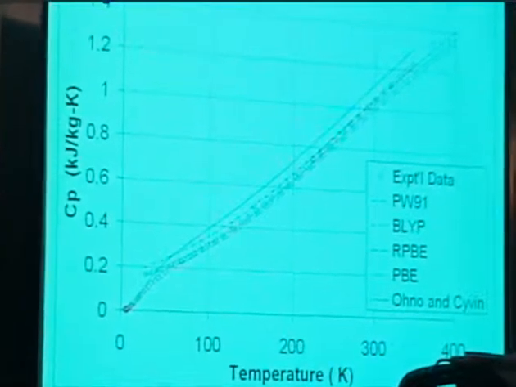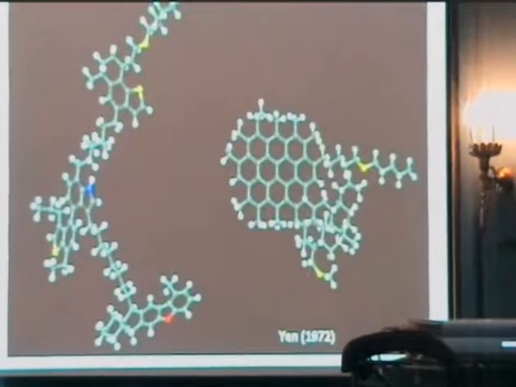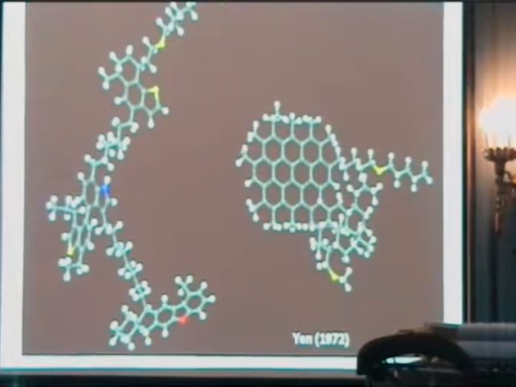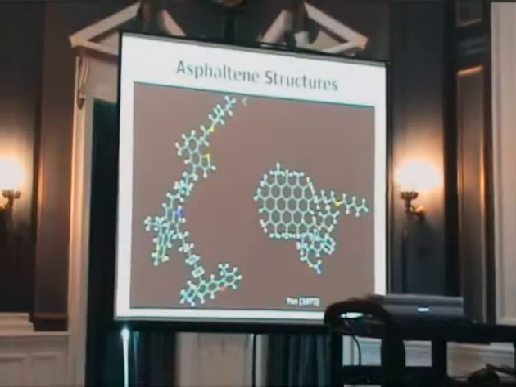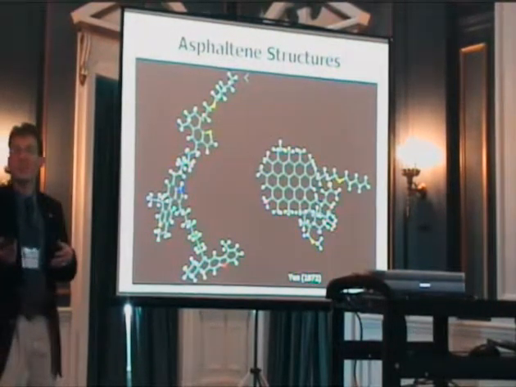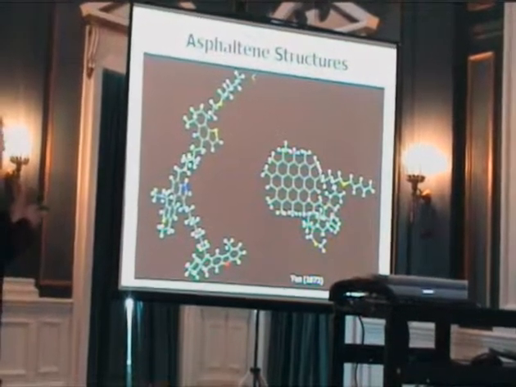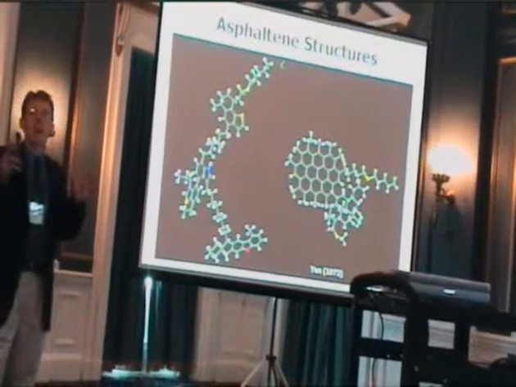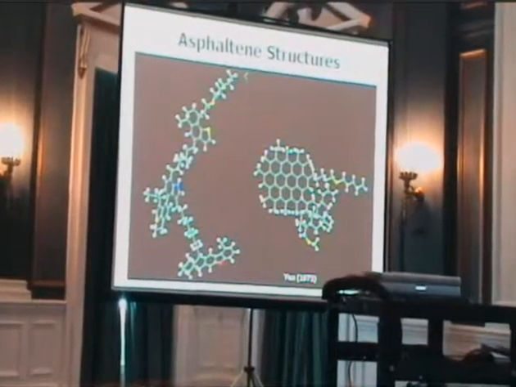Now, how can we use this to our benefit? Well, we can use this to help resolve what the structure is of heavy gas oil, heavy oil asphaltenes. You've seen a couple of structural representations of asphaltenes earlier today. These are just two additional models. All structures of asphaltenes can be generally categorized into two key groups.